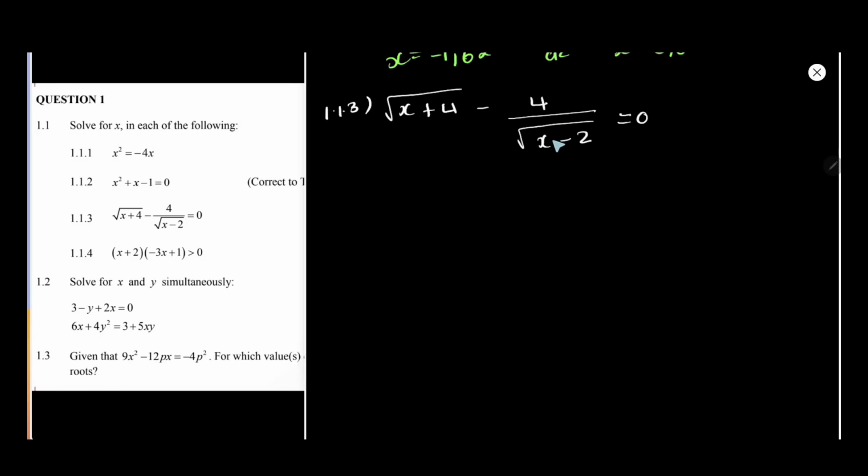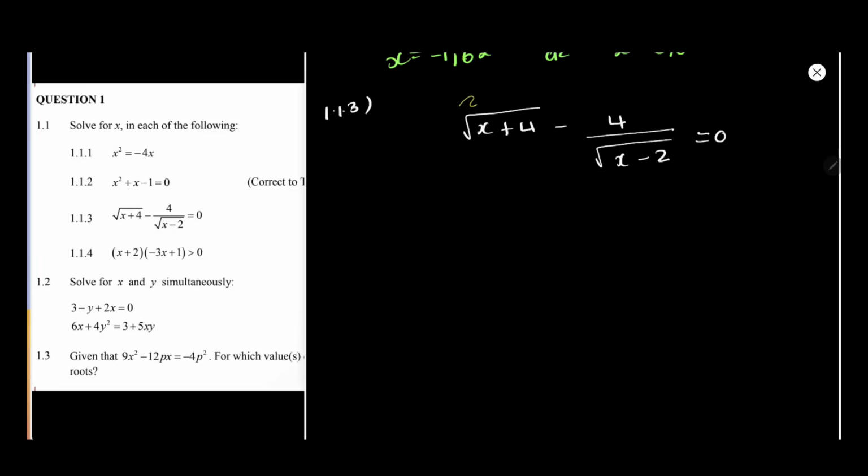And how we get rid of this, because this is being divided by the square root of x minus 2, we can just multiply both sides by the square root of x minus 2 so we can get this out of the denominator. Okay, so we're just going to multiply both sides by the square root of x minus 2, and then also multiply that by the square root of x minus 2. Okay, so let's see what we get now.